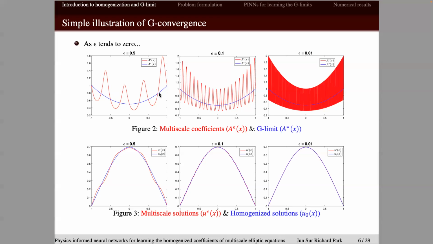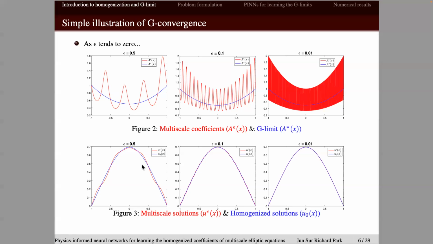However, if you look at the corresponding G-limit, the blue line, it's quite smooth here. So think about it: what if we solve this problem with these red coefficients? Because the oscillation is quite heavy, the computation will be very, very expensive, if not impossible. If we use FEM to solve this problem, our FEM mesh should be smaller than the period of its oscillations, which means it will be very challenging. But if you solve the problem with the G-limit coefficient, it becomes a much easier task, right? Because it doesn't have any oscillation.